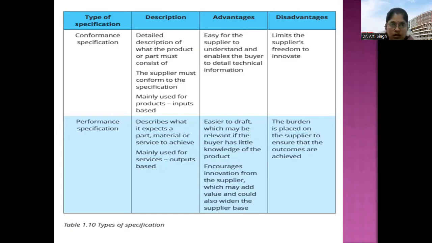A performance specification is easy to draft, which may be relevant if the buyer has little knowledge of the product. The disadvantage of the performance specification is that the burden is placed on the suppliers.